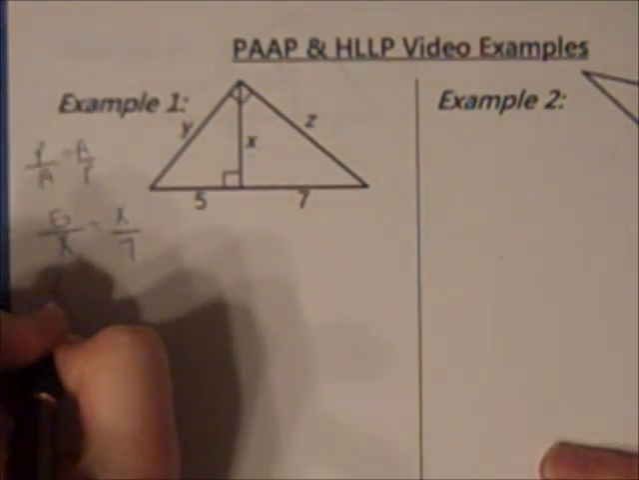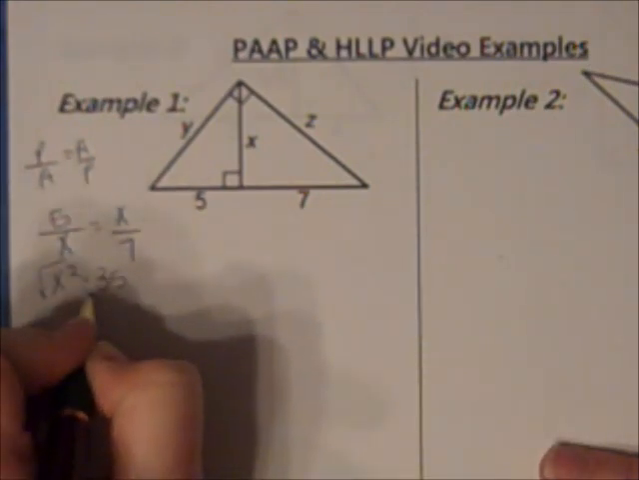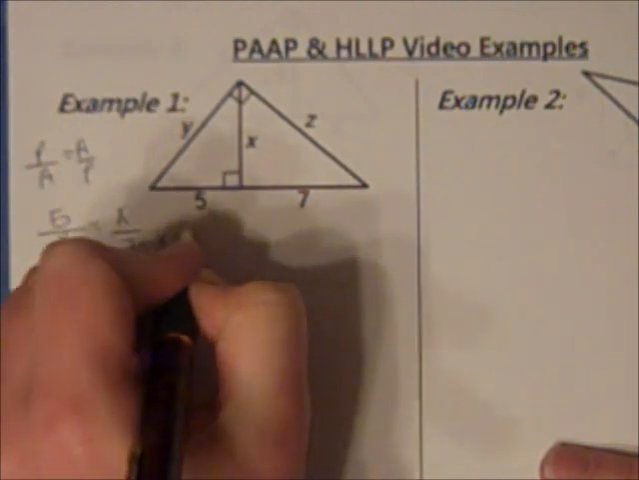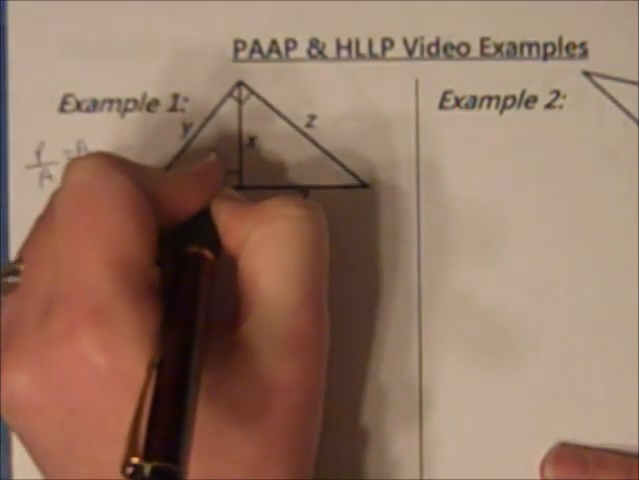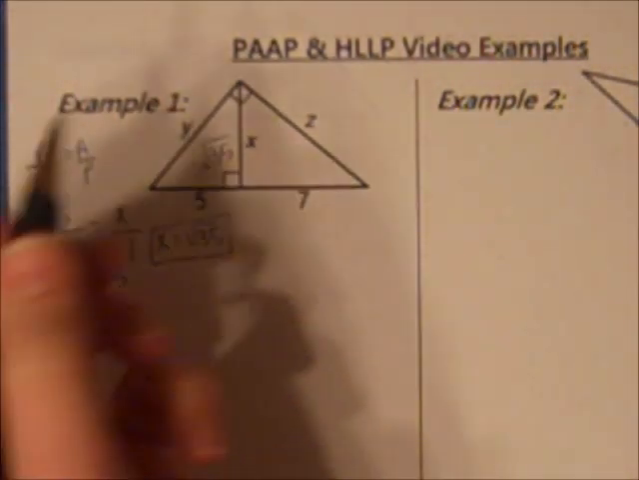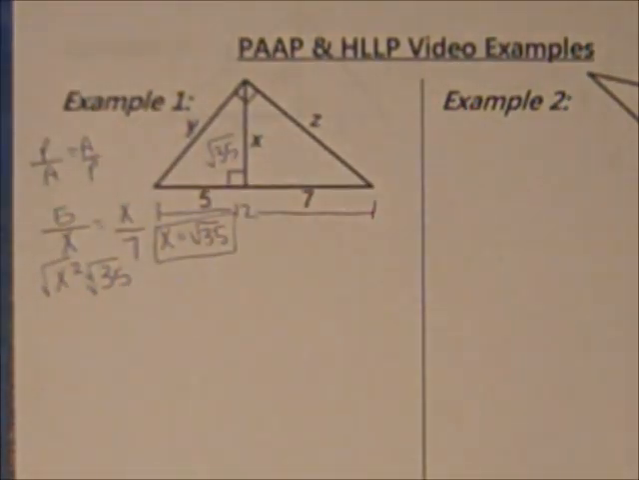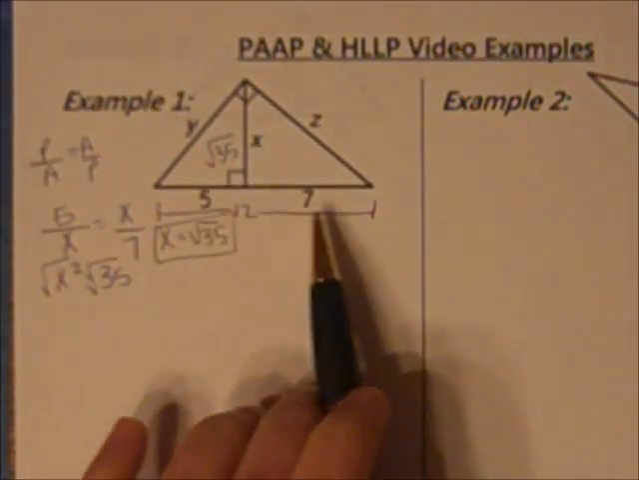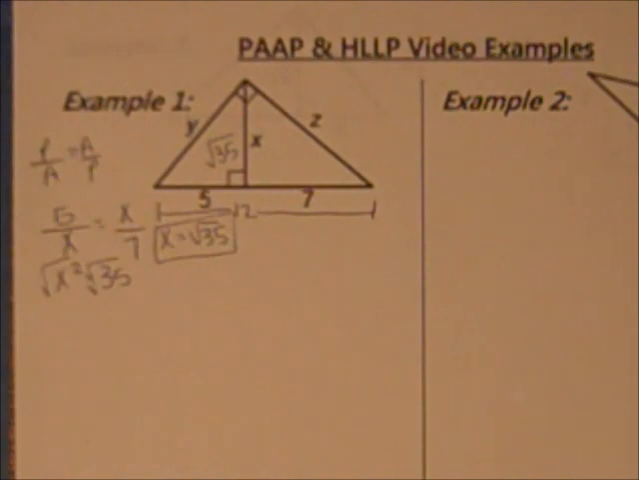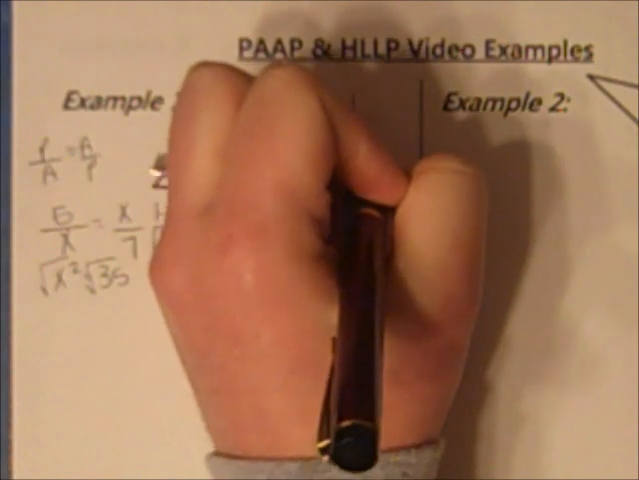Then cross multiply, and I have x squared is equal to 35. Take the square root of both sides, so x is equal to the square root of 35. I know that's not going to break down, so I'm going to leave it just like it is. This could have been done in any order, because if I have the two parts, I also know how much the altitude is. This piece is 5 and this piece is 7, so the whole thing is 12, and now I can go and find the legs using HELP.